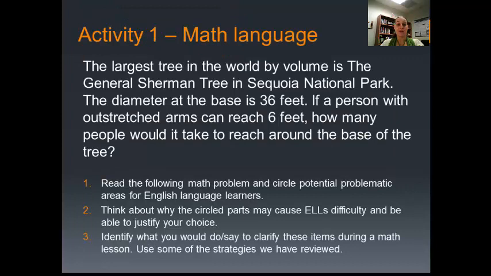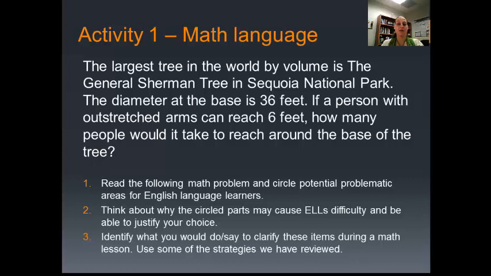Okay, so let's do our first activity around math language. I'm going to have you read the following math problem. What I want you to do is think about and circle the potential problematic areas for English language learners in this problem. Think about why you've circled the parts that may cause difficulty for ELLs, and think about what you would do or say to clarify these items during a math lesson. You can always think back to some of the strategies that we've reviewed. This activity is actually available on a sheet that you can open and print if you need. That is available in the Blackboard unit that we're in right now, where you're watching this video.